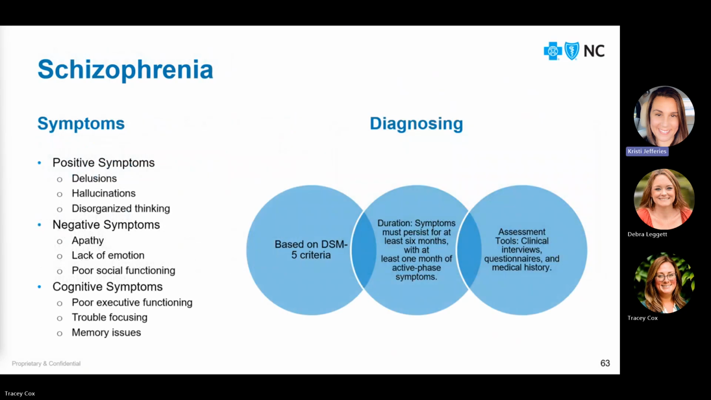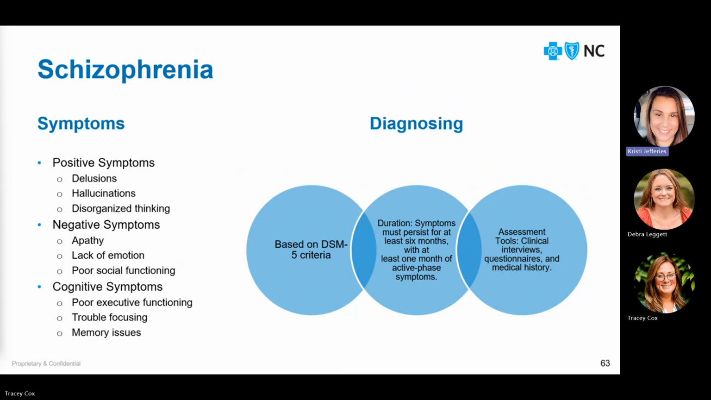Schizophrenia symptoms are typically categorized into positive, negative, and cognitive symptoms. Positive symptoms include delusions, hallucinations, and disorganized thinking. Negative symptoms are characterized by a lack of motivation, diminished emotional expression, and poor social functioning. Cognitive symptoms affect memory, attention, and executive functions.